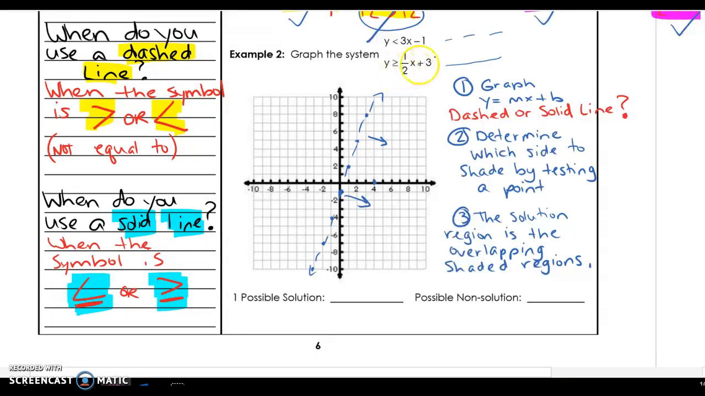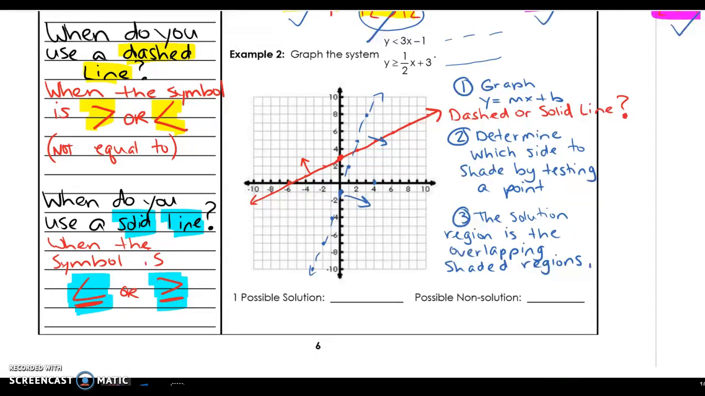y is greater than or equal to 1/2 x plus 3. So use the slope of 1/2 and the y-intercept of 3. This is greater than or equal to, so I'm going to do a solid line. (0, 0) for this one is clearly below the line, and 0 greater than or equal to 1/2 times 0 plus 3 is 0 greater than or equal to 3. No, it is not. So then we know that we would shade above this line.